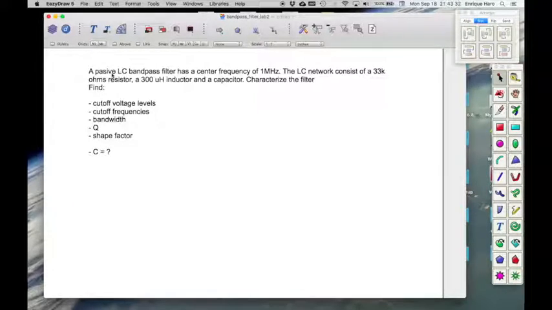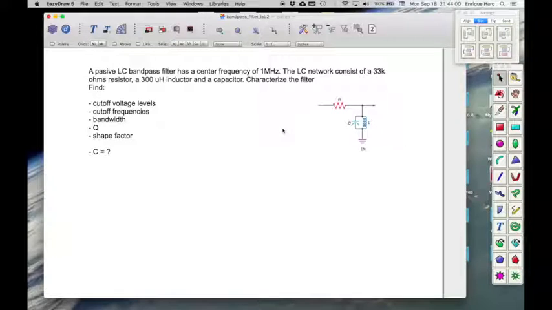So a bandpass filter that is an LC network is similar to the bandpass filter that we built in Lab 3, which is this one. We have a resistor and a tank circuit. So we know the value of the inductor and the resistor. Now we need to find C.